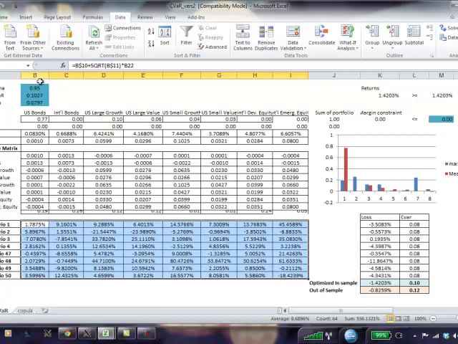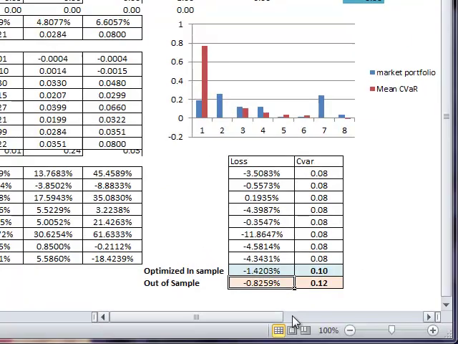Within sample, we got a conditional value at risk of 0.1027 or 10.27%, and we got a return of 1.42%. But out of sample, we get a return of only 8.25%. We get a CVaR of 12%. The return drops and the CVaR goes up. This is a classic problem of having very few scenarios.